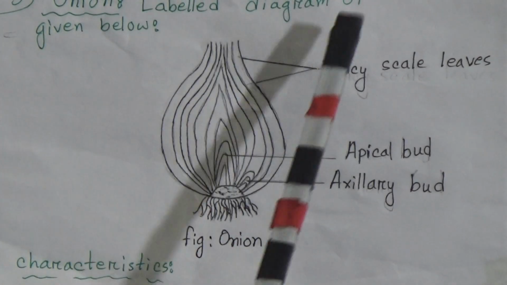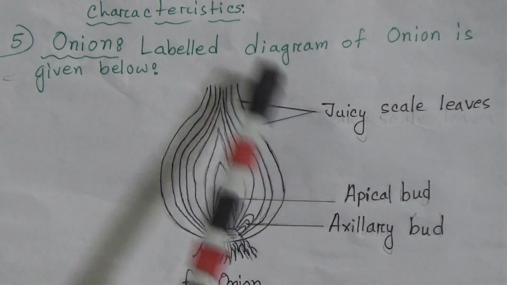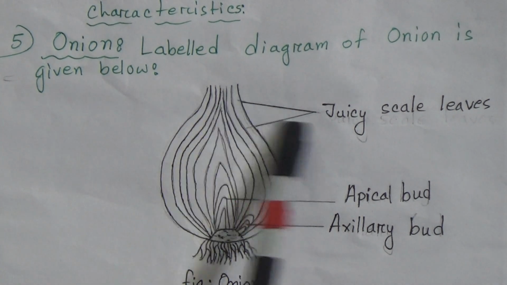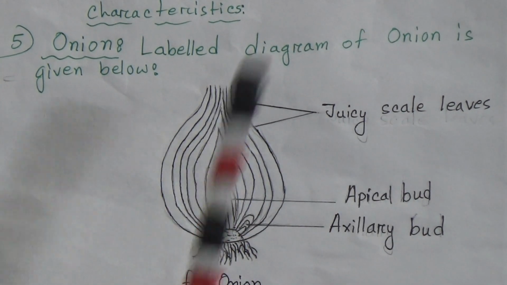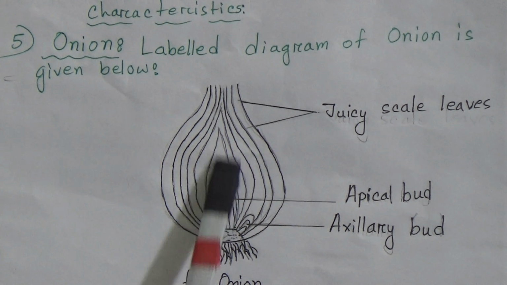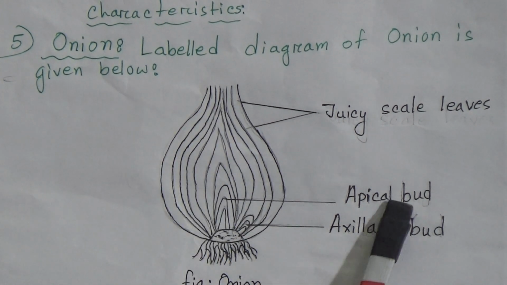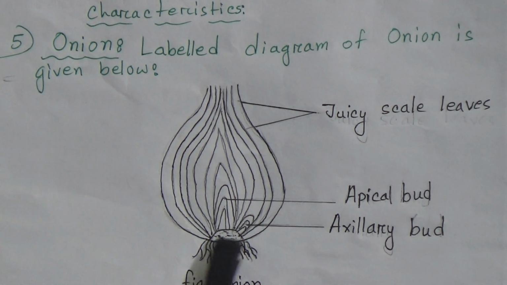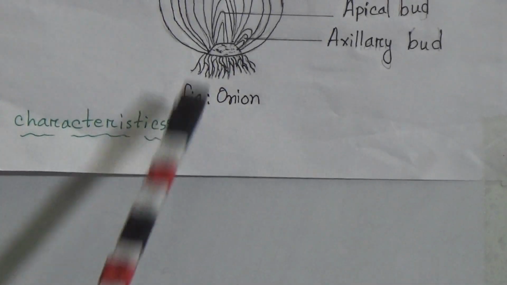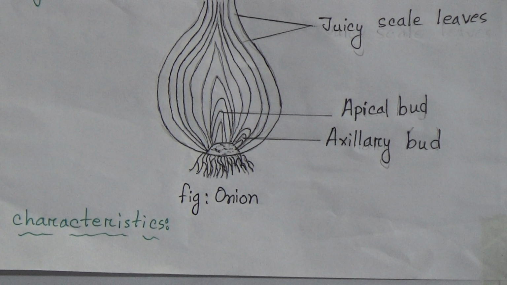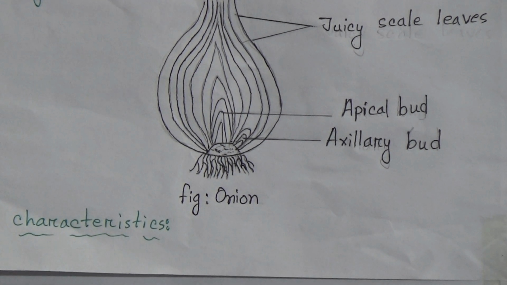Students, now here is number 5, onion. Label diagram of onion is given below. I have drawn here an onion picture. Here are juicy scale leaves, and here is apical bud. Inside this juicy scaly leaf, here is apical bud, here is axillary bud, and here is short stem, and here is root. You can label these also, and you have to write down the figure name. And look at here, I didn't write the characteristics of onion. This is bulb type stem. You will write these characteristics by yourself.